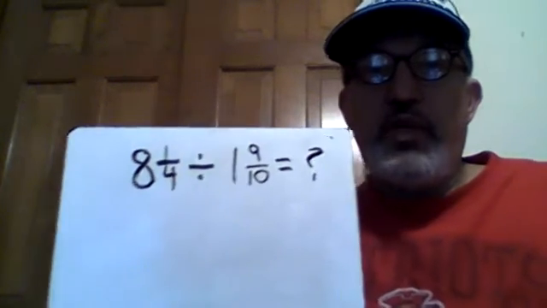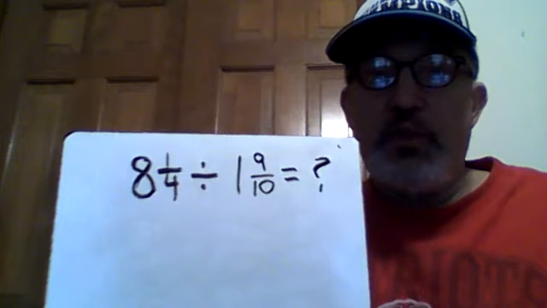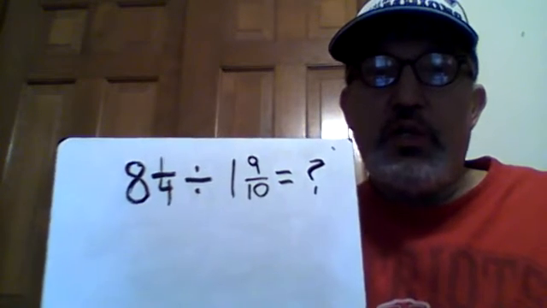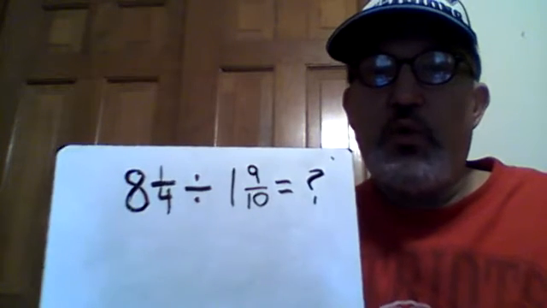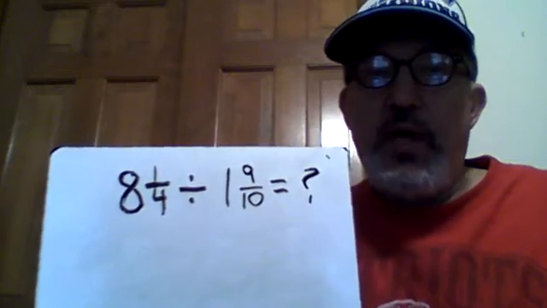Hello again, this is a video intended for 5th and 6th graders. In a previous video, we looked at 8 1/4 times 1 9/10. This time we're going to look at the same two mixed numbers as a division, 8 1/4 divided by 1 9/10. This is an easy one to estimate with.